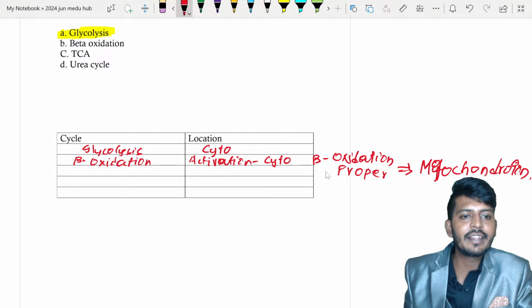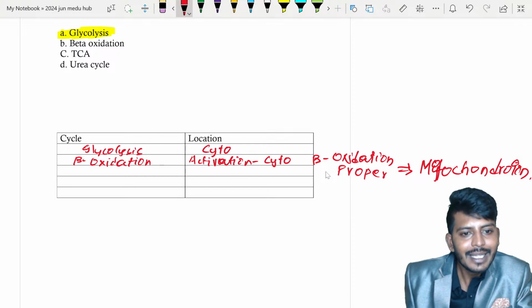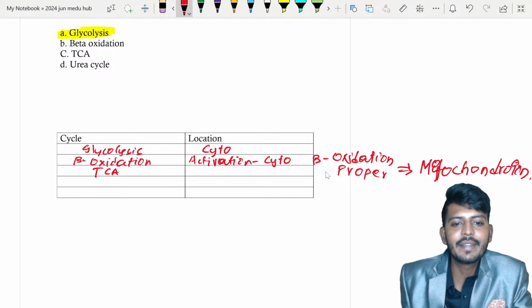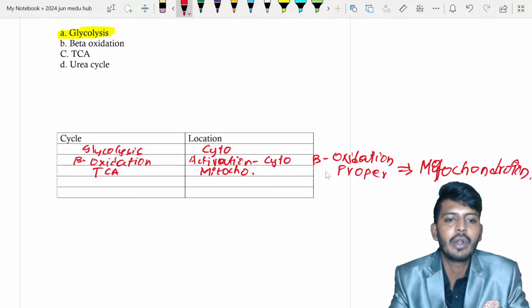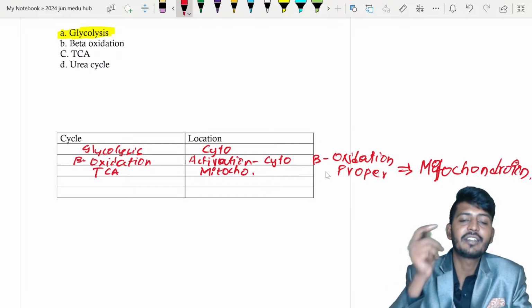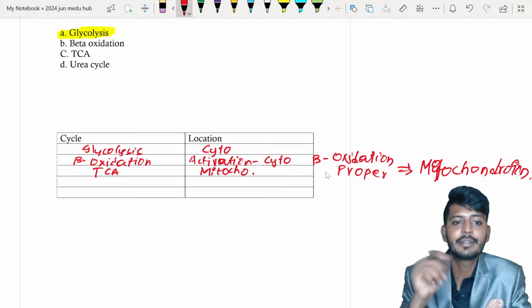Let's continue to the next important one, the tricarboxylic acid cycle. The TCA cycle, that is your Krebs cycle, occurs exclusively in the mitochondria. Please do not get confused. Beta oxidation starts in the cytoplasm, that's it.